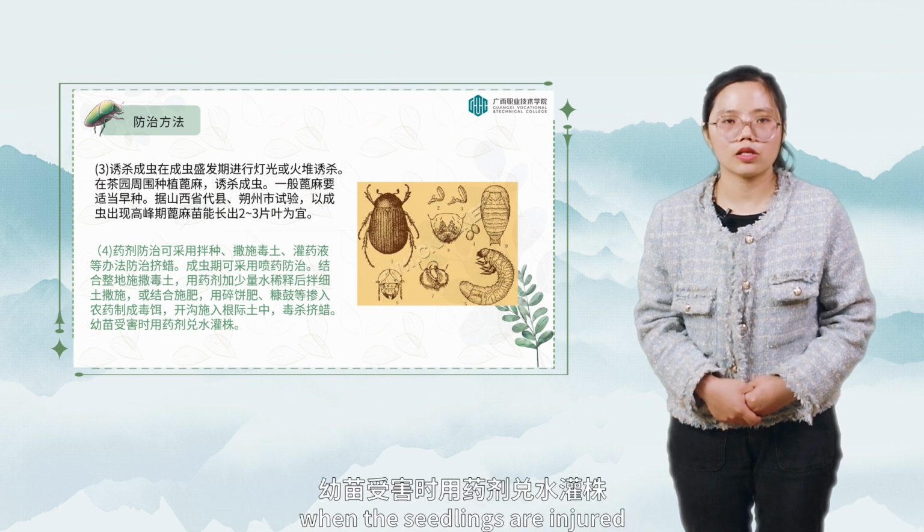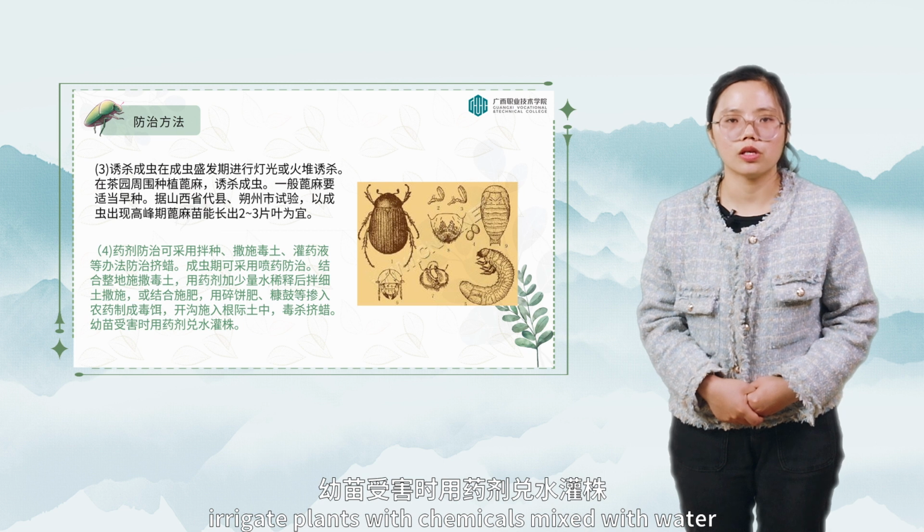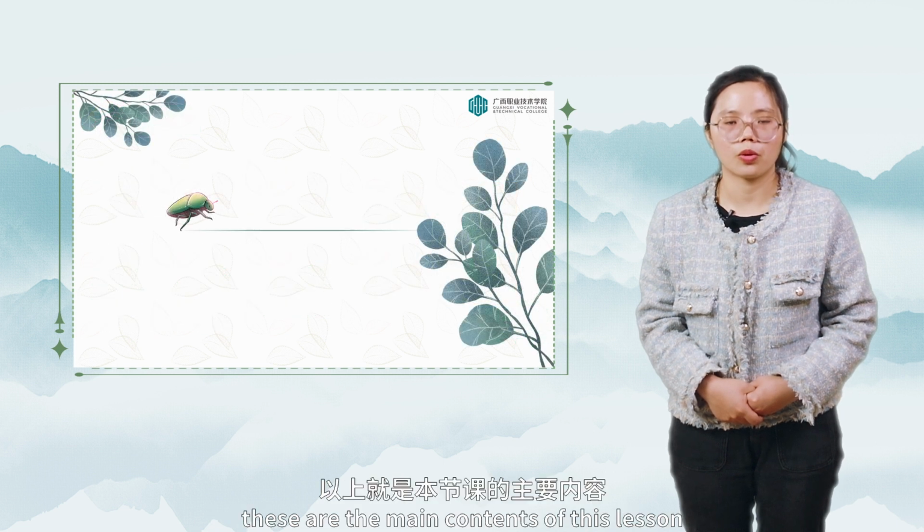When the seedlings are injured, irrigate plants with chemicals mixed with water. These are the main contents of this lesson.